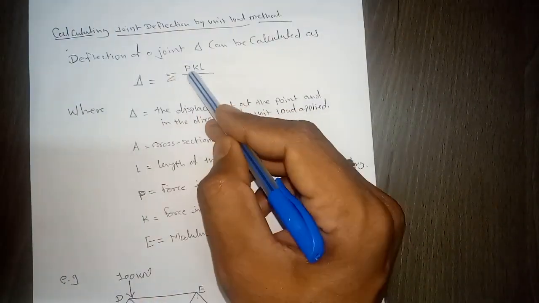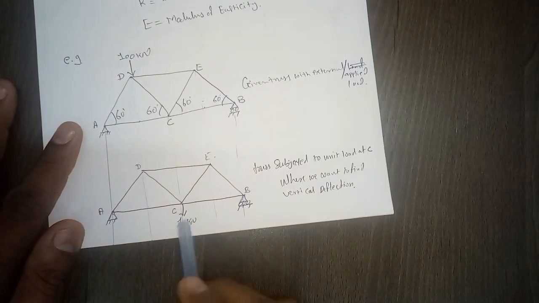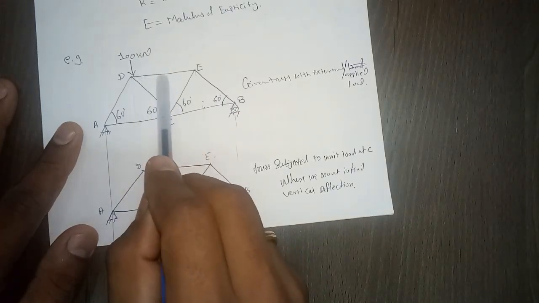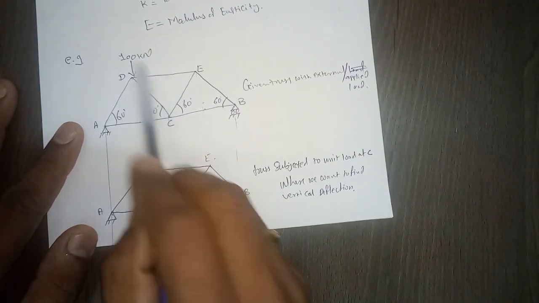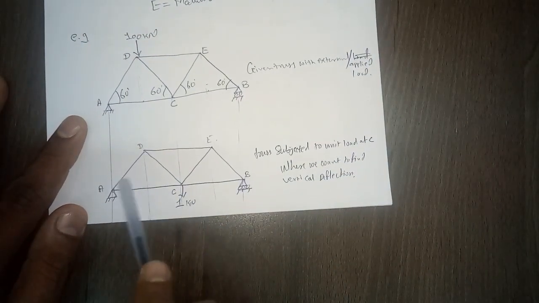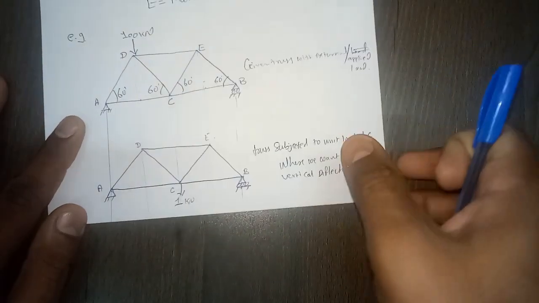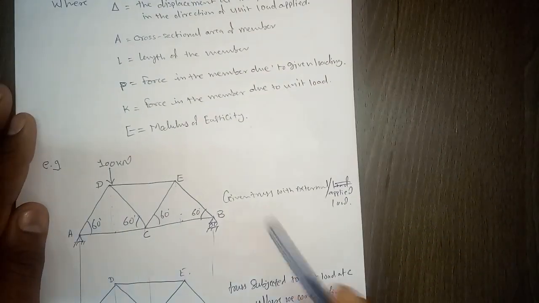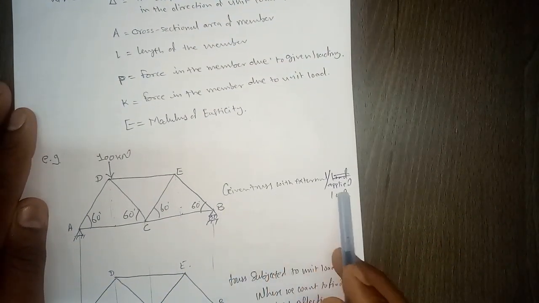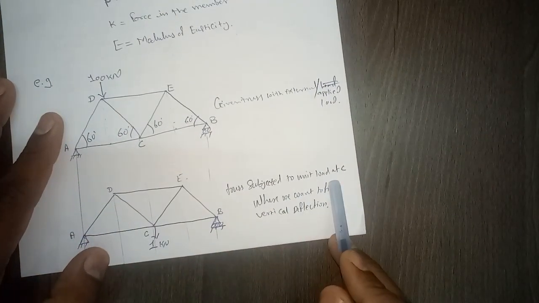So k is the force in each member because of this 1 kilonewton. Like here we calculated the force P in each member due to this external load, similarly we have to calculate the force in each member due to this 1 kilonewton, right? So this is the given truss with the external applied load, and this is the truss with unit load at point C.